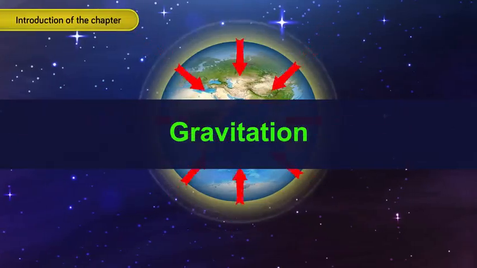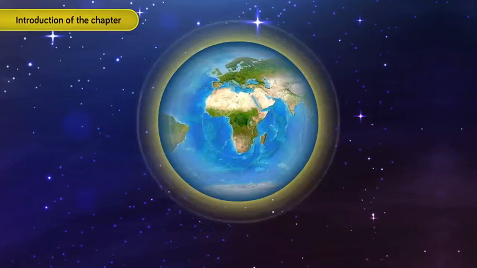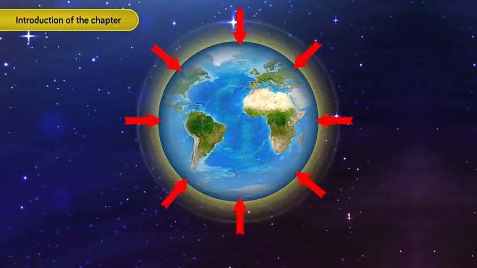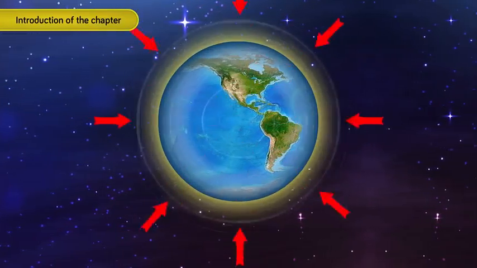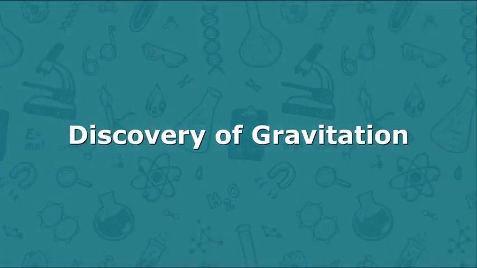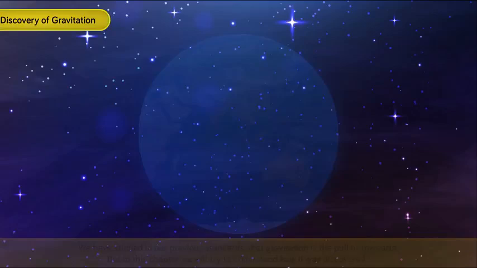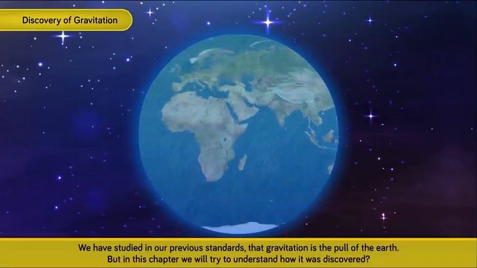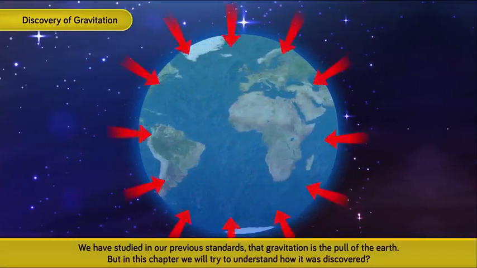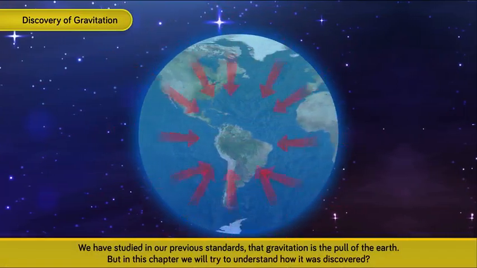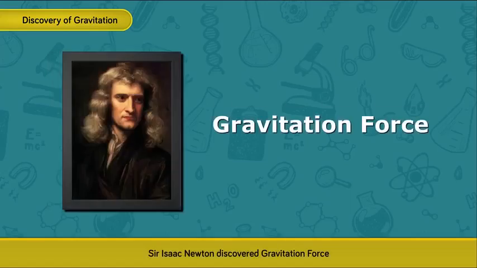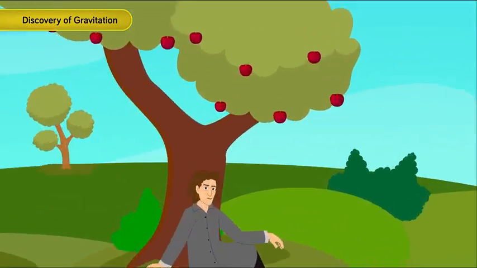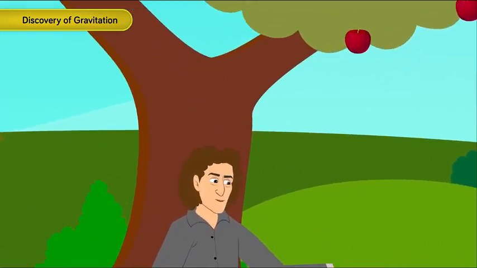Chapter 1 Gravitation. In this chapter, we are going to learn about the different concepts related to gravity and gravitation happening in our daily lives. As we have studied in our previous standards, gravitation is the pull of the earth, but here we will try to understand how it was discovered. As we know, Sir Isaac Newton discovered gravitation force by seeing an apple fall from a tree on the ground.